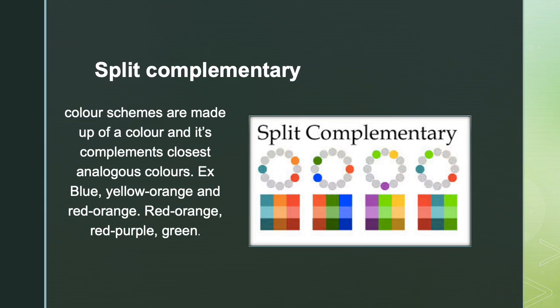Split complementary color schemes. These are made up of a color and its complement's closest analogous colors. For example, blue, yellow orange, and red orange, red orange, red purple, green. These are split complementary colors.